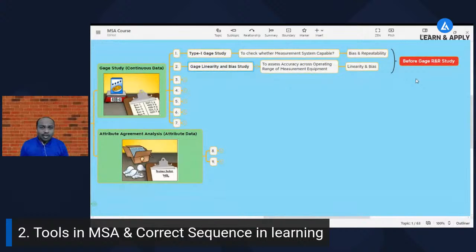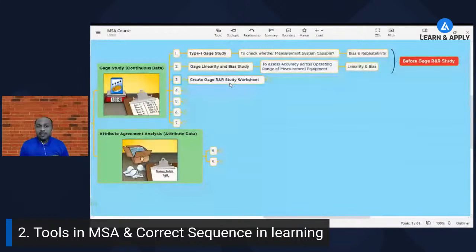That's a very important thing, because if your measurement equipment is not okay, then it is difficult to understand the variation in the parts and the variation in the operators, right? Whatever results we are getting are also questionable. That means whether those results are accurate or not if our measurement equipment is not correct. So the first thing, we need to ensure our measurement equipment is correct. And for that purpose, we need to use these 2 important tools, the type 1 gauge study and the gauge linearity and bias study.